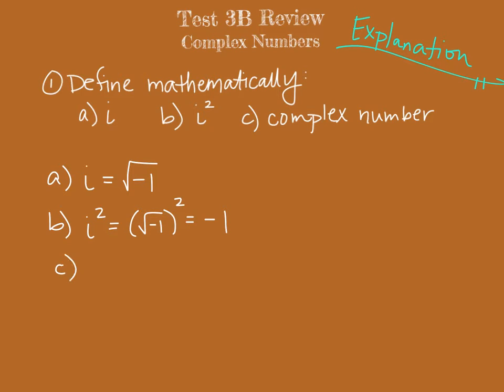And C, a complex number mathematically, is a plus bi, where a is the real part, and bi is the imaginary part. So a complex number includes all imaginary numbers, and a complex number is a number that is comprised of both a real number and an imaginary number, called the real and imaginary parts, a plus bi.